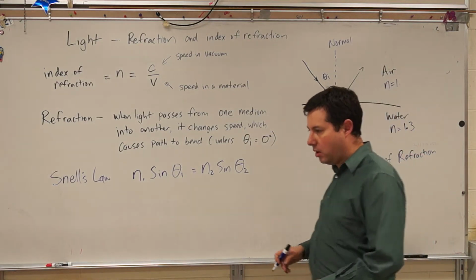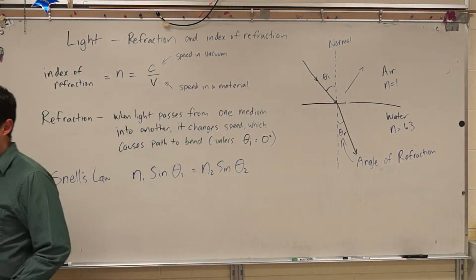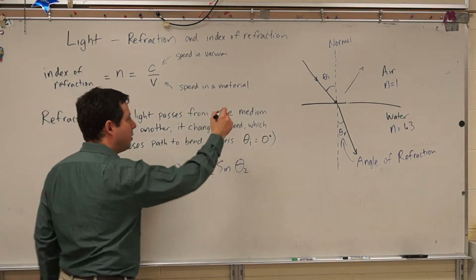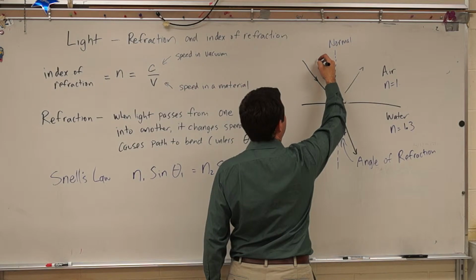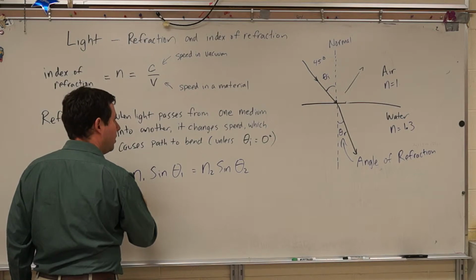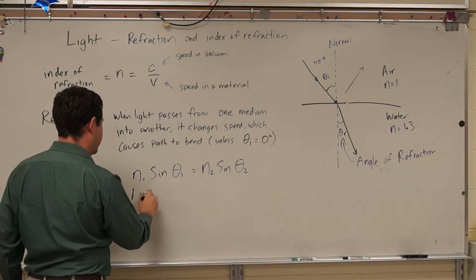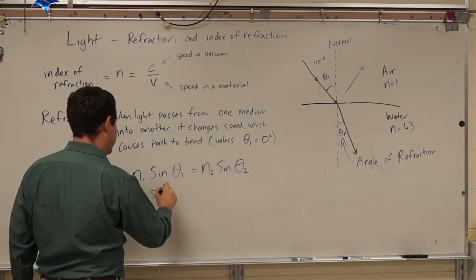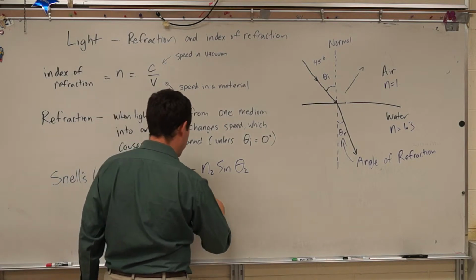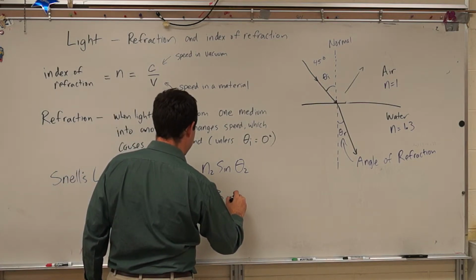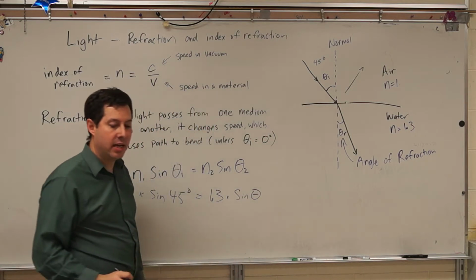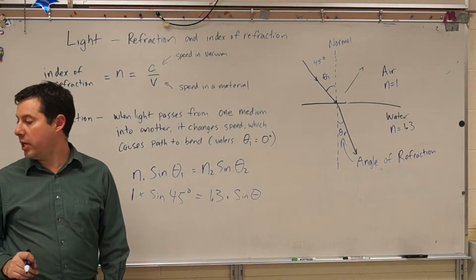So let's say, for example, you wanted to calculate a situation where you knew n1 sine theta 1. Let's say we knew theta 1 was 45 degrees. So you would say 1, which is the index of refraction of air, times the sine of your angle of incidence, sine 45 degrees, equals n2, which would be 1.3, times the sine of that angle. But we don't know what the sine of the angle is. However, we can calculate it pretty easily.